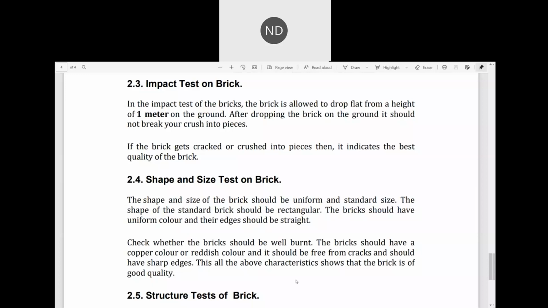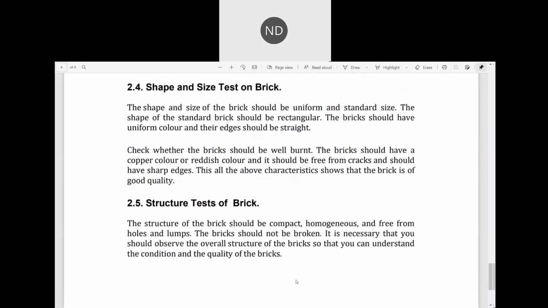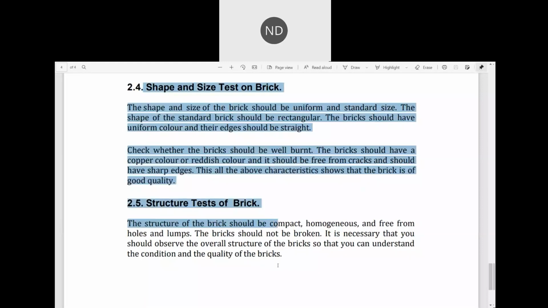So next is the structure test of a brick. The structure of the brick should be compact, homogeneous, and free from holes and lumps. The brick should not be broken. It is necessary that you observe the overall structure of the brick so that you can understand the condition and the quality of the brick. So structure, shape and size, you can check together.